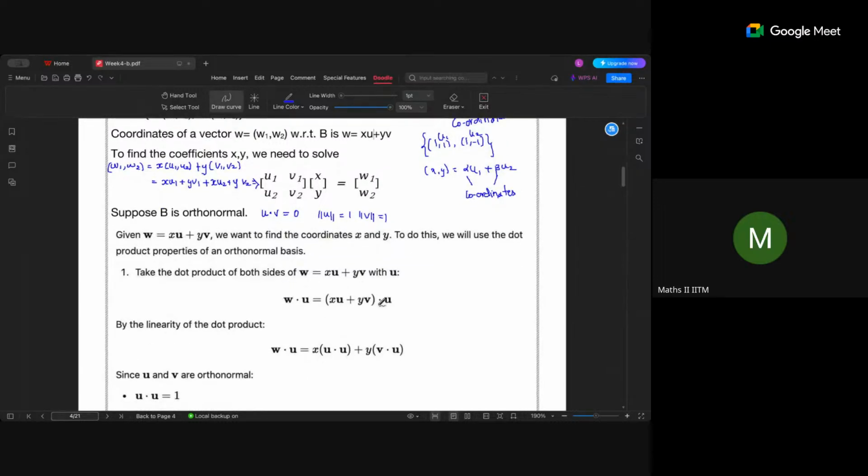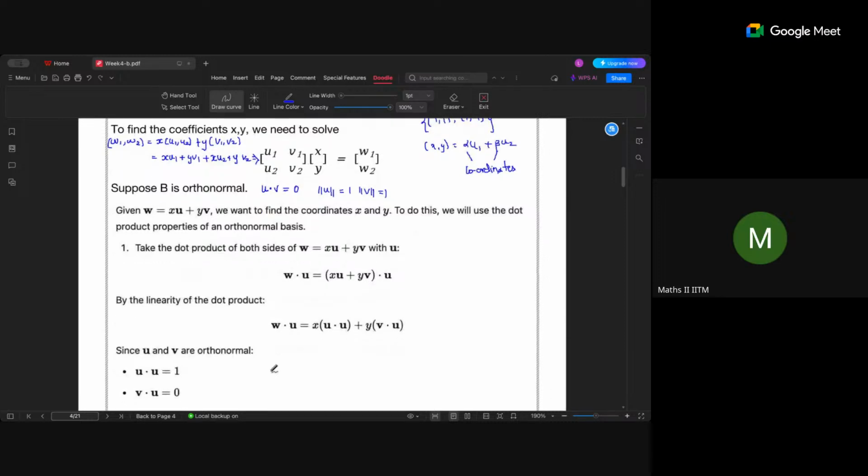The first step is that we are going to take the dot product of w with u. So w dot u is (xu plus yv) dot u. You can use the linearity in the first argument and split it. Now you know that u dot u is 1. What is the relation between norm and u dot u? Can you remember? I just told you in the beginning of the session also. Norm u is equal to the square root of u dot u, right? So if you know that norm u is equal to 1, then you also know that u dot u is also equal to 1.